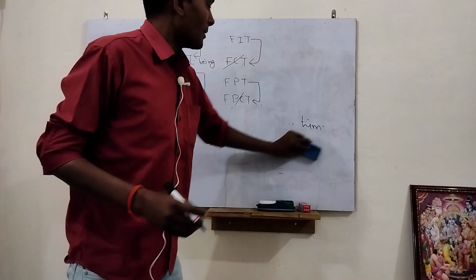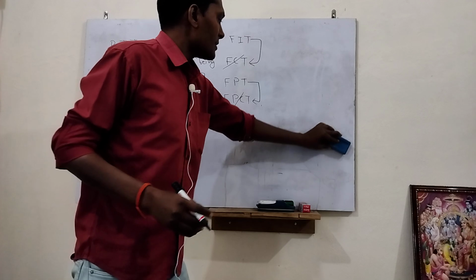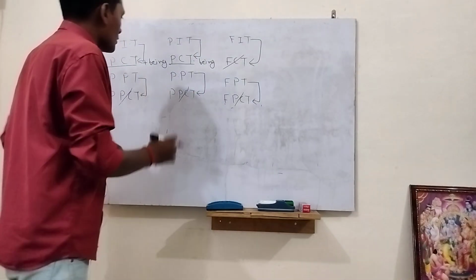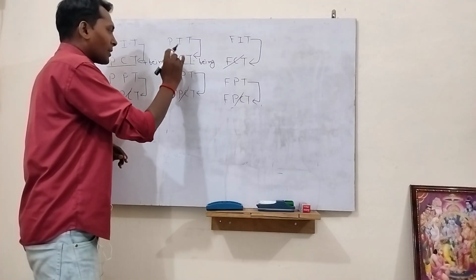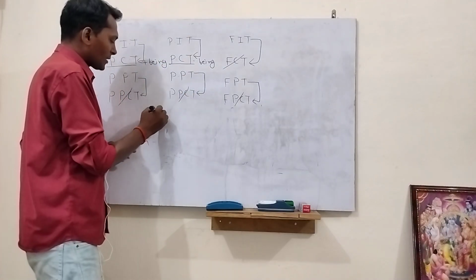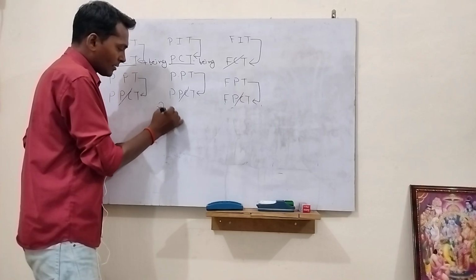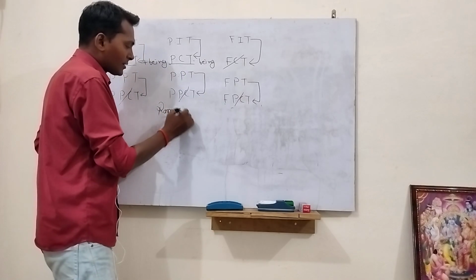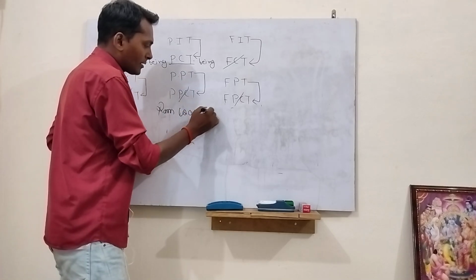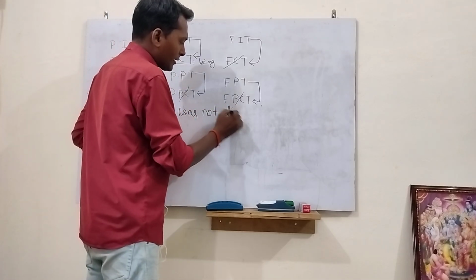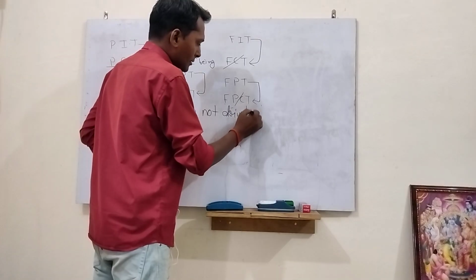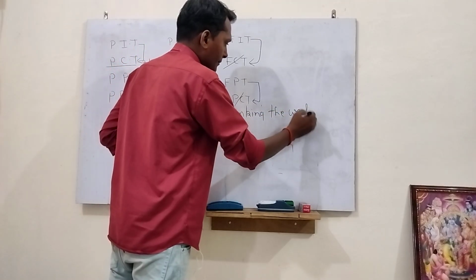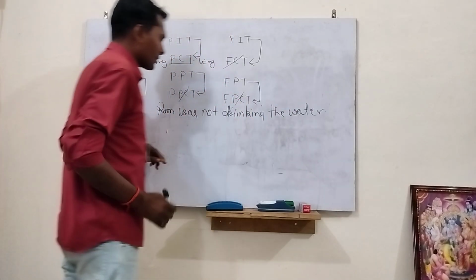Let me take an example of this so that you can understand in an easy way. And after that, you will understand that interrogative also. Those are also very simple. Now we are taking for this, like Ram was not drinking the water. Drinking the water. Ram was not drinking the water.